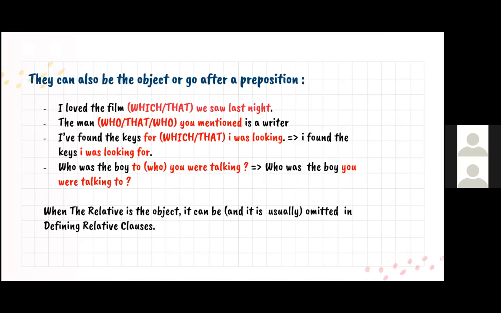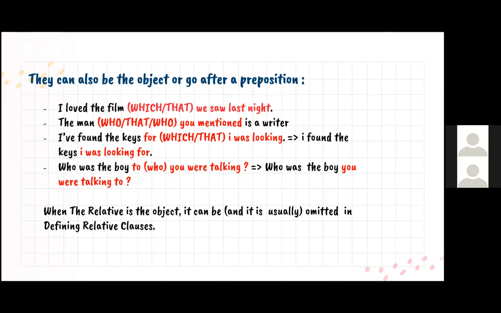They can also be the object or go after a preposition. For example, I loved the film which or that we saw last night. Second, the man who or that you mentioned is the writer. Third, I found the keys for which or that I was looking. Or: I found the keys I was looking for.